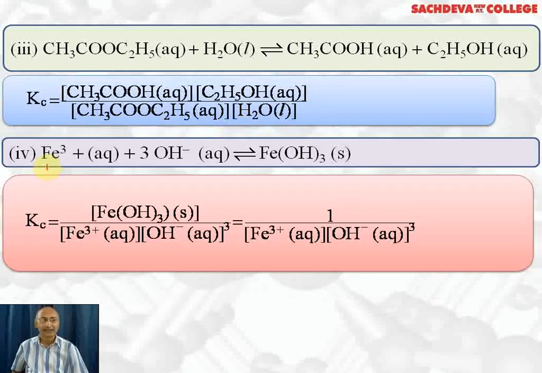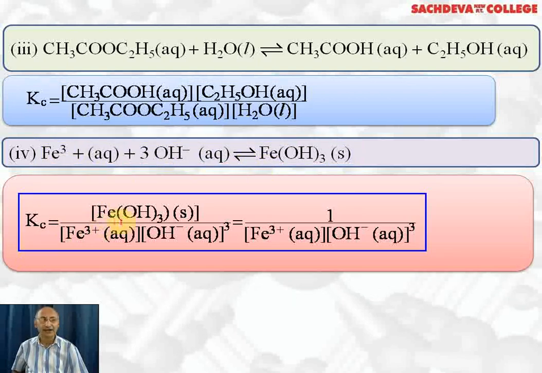Next we have again a heterogeneous equilibrium. Ferric ion aqueous plus 3OH ion aqueous gives ferric hydroxide solid. Now the Kc should be ferric hydroxide solid molar concentration divided by ferric ion aqueous concentration into OH ion concentration raised to the power 3. The solid, as we have discussed, its concentration does not vary much, so we take it as 1, divided by ferric ion aqueous molar concentration into OH ion concentration raised to the power 3. Why raised to the power 3? Because there are 3 OH ions in our balanced chemical equation.